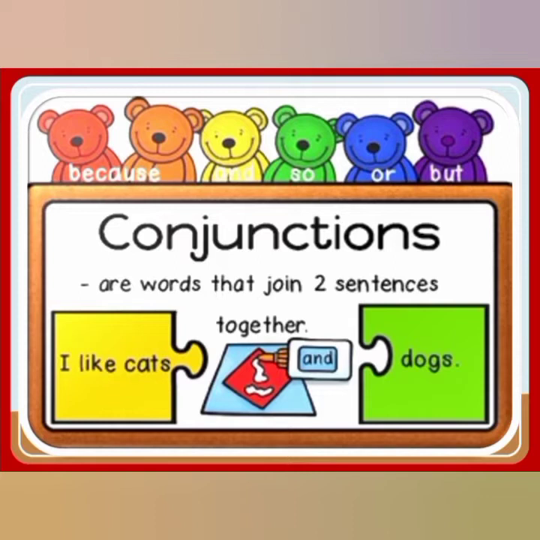For example, here I have I like cats and here I have dogs. If I want cats and dogs to be together, I will use one word that is and. This and is a conjunction because it has joined I like cats and dogs. So this word is a conjunction which helps us to join two sentences or two words. I hope this must be clear to you.